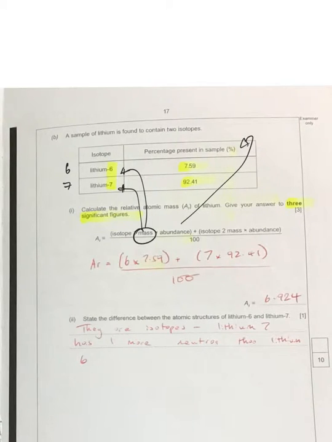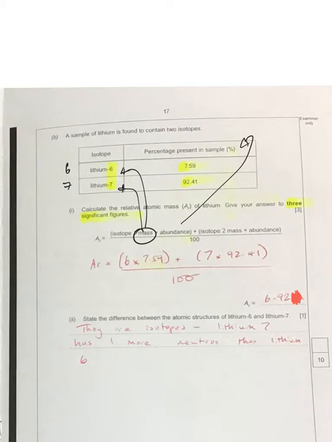Now all I've done is I'm then going to put my information in, so I'm going to do 6 times 7.59, 7 times 92.41, and I'm going to divide that by 100, and I've got that equation all from here, and it's going to give me 6.924, and I've given it to 3 decimal points here, and I've made a mistake, haven't I? 3 significant figures. See, we all make them, so I'm going to cross out that 4, so it's going to be 6.92, so I rushed a little bit there.